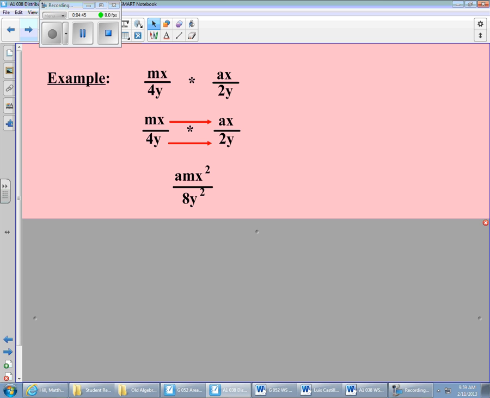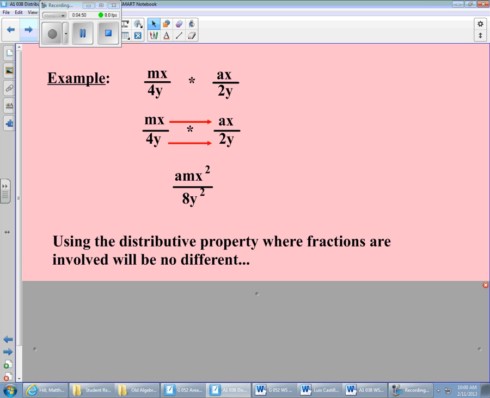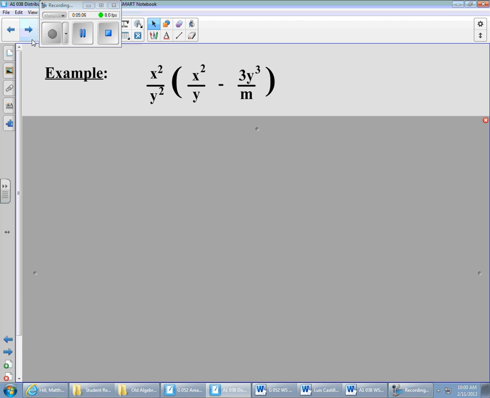And of course, these problems can get as ugly as the person who puts them together dares to make them. Okay, but the rules are the same. Now, using the distributive property where fractions will be involved is going to be really no different than just multiplying these two fractions together. Okay, so let's take a look at what distributive property is going to look like if we happen to have rational expressions.